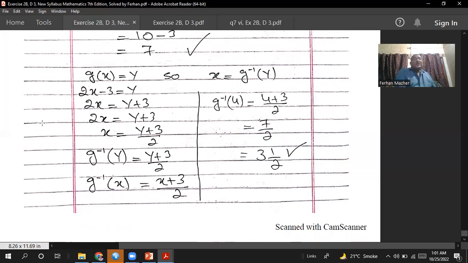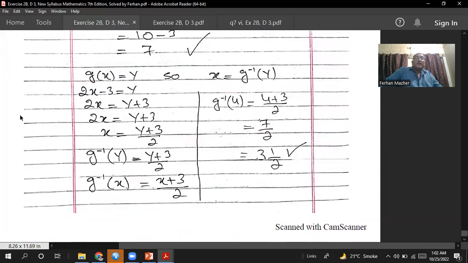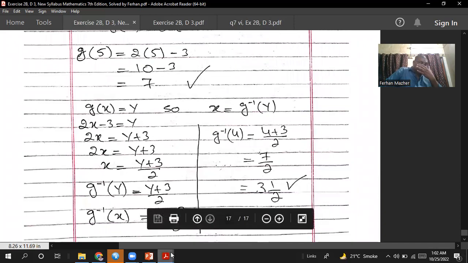So g inverse of 4 is equal to, we know the formula of the g inverse, simply you have to put the values. So g inverse of 4 will be equal to 4 plus 3, the whole thing divided by 2. So it will be 7 by 2, and that will be 3 whole 1 by 2. So that is question number 15. So let me reduce the size so you can see the whole question together.